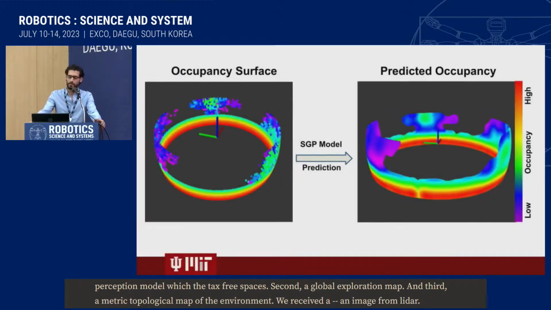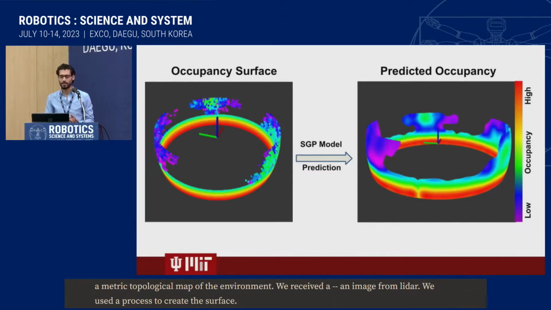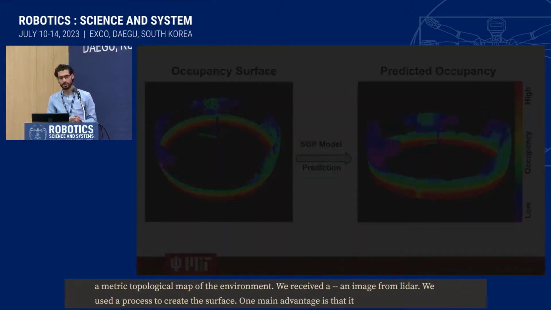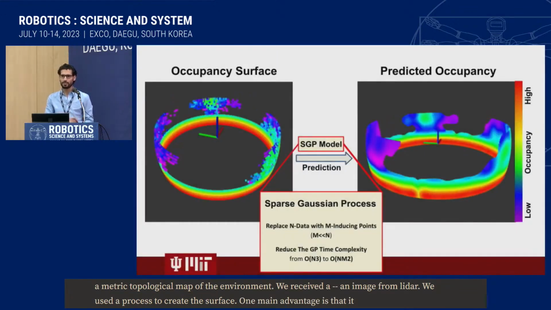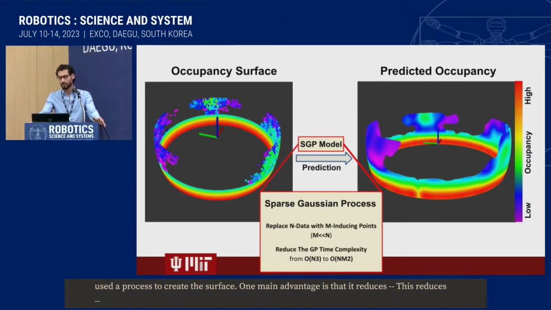where one main advantage of the sparse Gaussian process is that it reduces the n training data for the full GP to m inducing points. And this reduces the time complexity of the full GP from n cubed to n m squared, where m is much less than n. And this allows us to run our model in real time.